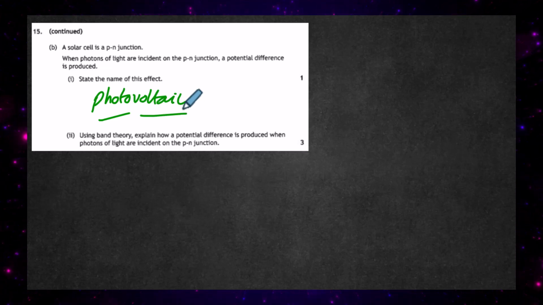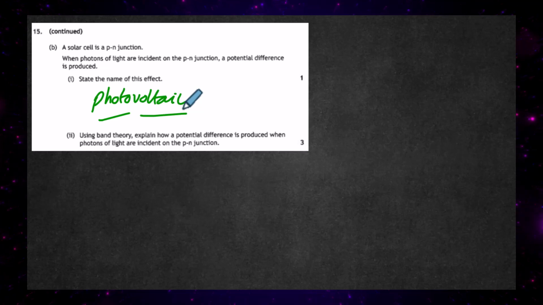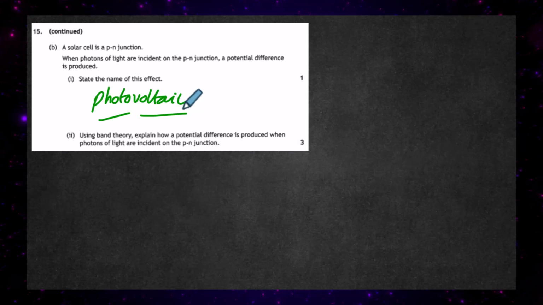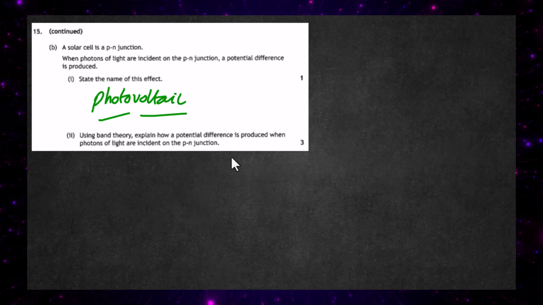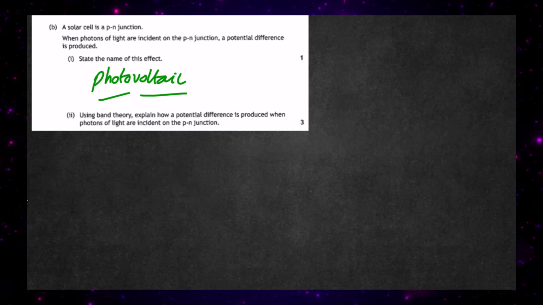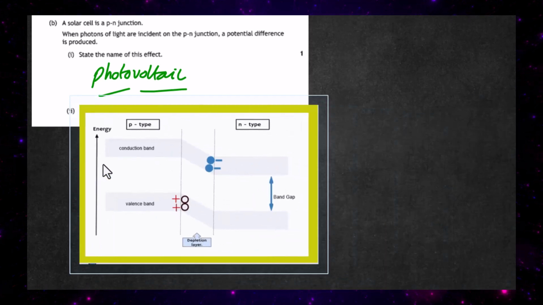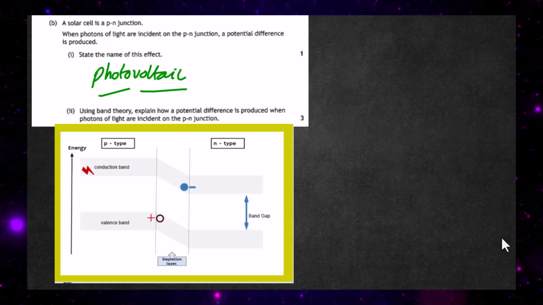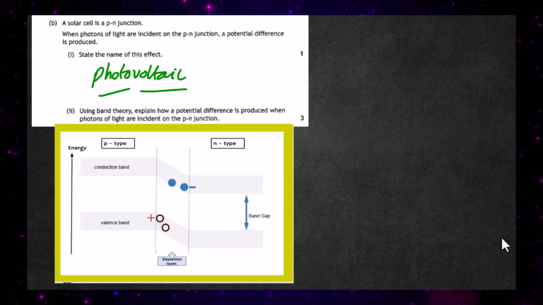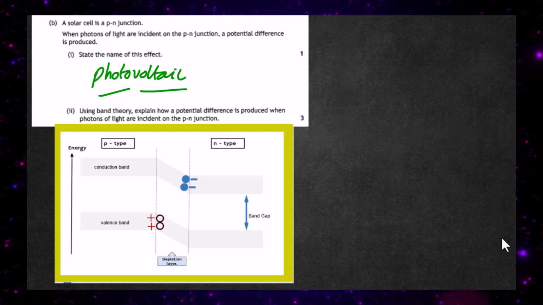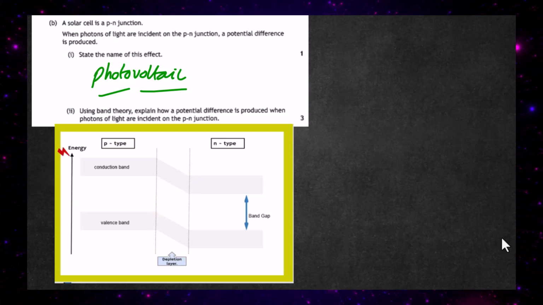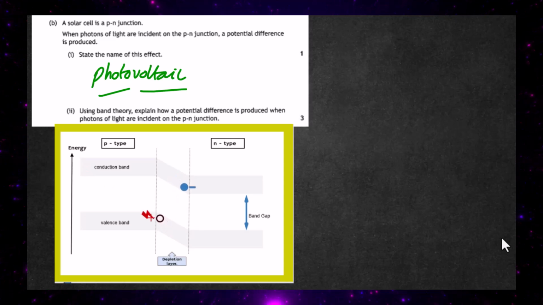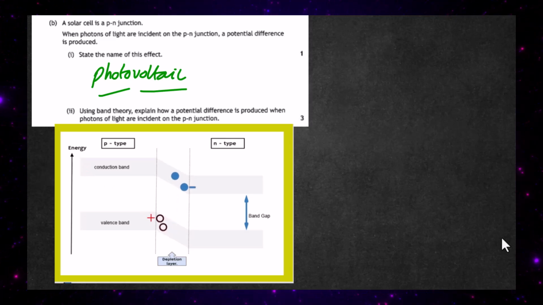And for 3 marks in part 2, we're asked, using band theory, to explain how a potential difference is produced when photons of light are incident on the p-n junction. Let's take a look at the simulation to get a clearer view of what's really happening. You can see the photon coming in, producing the electron-hole pair. There's another electron-hole pair produced, and the electrons tend to go towards the n-type of the material because they can't surmount that little hill there. And the holes tend to drift towards the p-type.